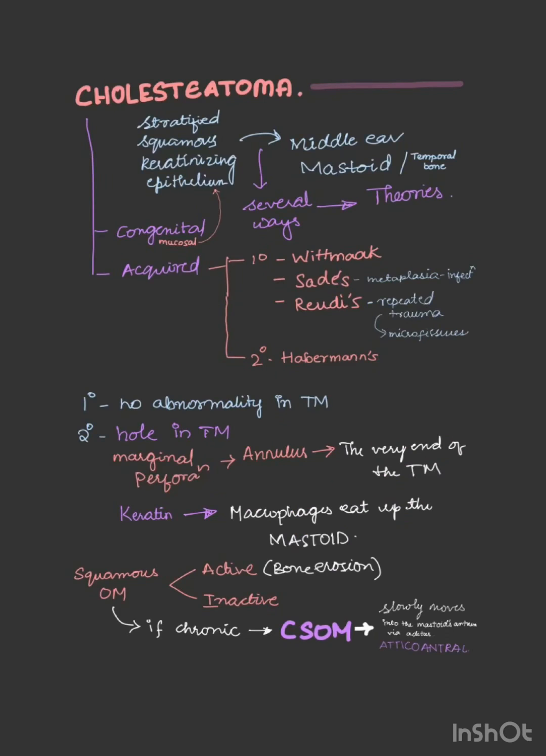And finally, the theories. Wittmaack's theory talks about the retraction pockets in the posterior superior part of the tympanic membrane. Here, the outer part of the tympanic membrane is made of stratified squamous epithelium, and keratin gets laid down later on in the pocket.